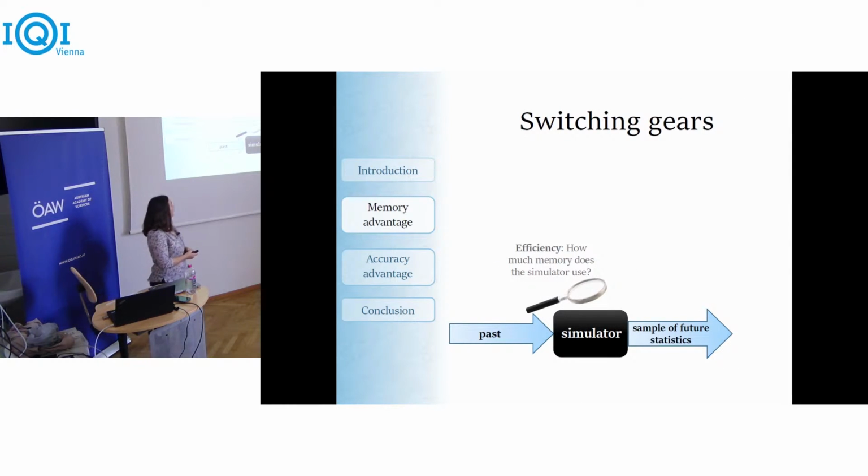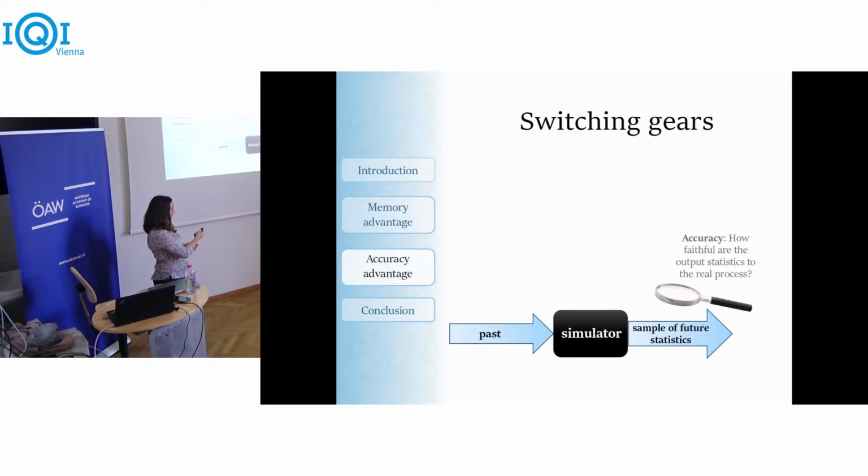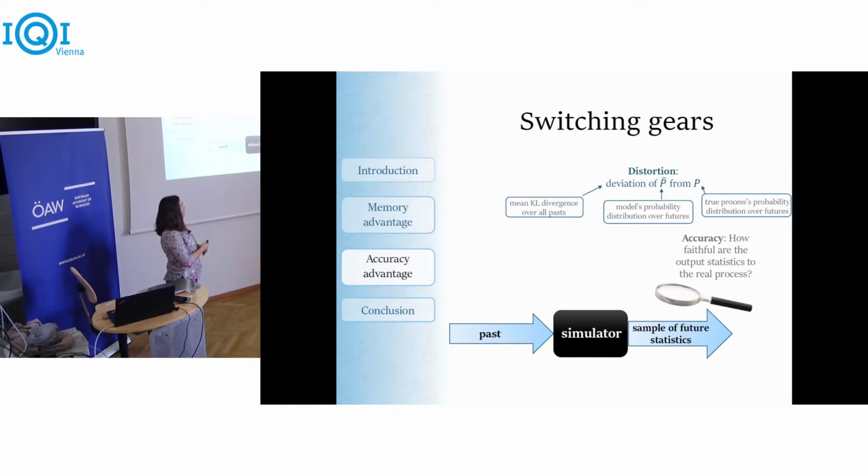Okay, so now let's switch gears. So far we looked at the memory requirement for exact simulation. Now let's look at the other part, which is the accuracy. We want to know how faithful the output statistics are to that of the real process. We quantify this with what we call distortion, a deviation of our model's probability distribution over futures compared to that of the true process. The deviation is quantified as the Kullback-Leibler divergence averaged over all the paths in this stationary scenario.